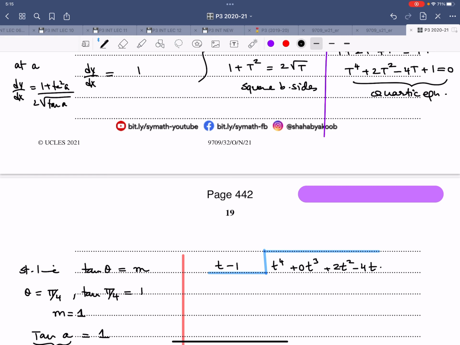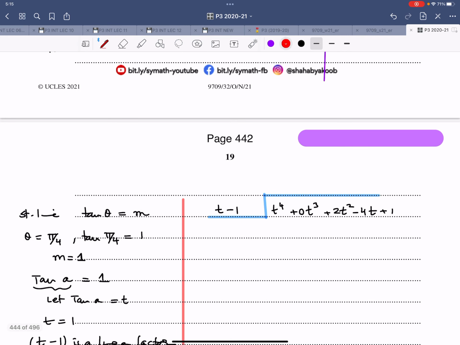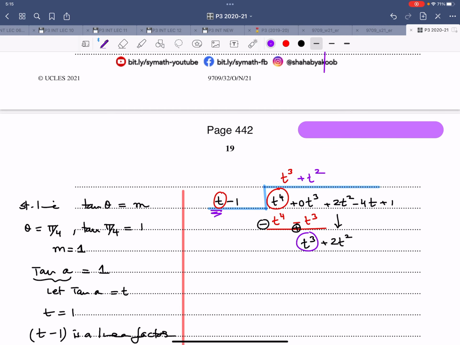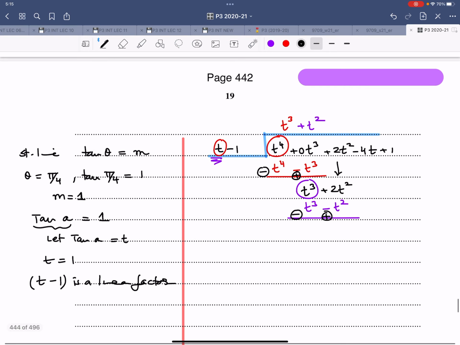So now let's divide. First of all, take the highest power, divide, that is t cube. So this is t power 4 minus t cube. That's the first step. Change the sign and add. So this cancels off. This comes out to be t cube. Pull one more term down, that is 2t square. Repeat the process, t cube over t, that is t square. So therefore this is t cube minus t square. Now repeat the process. Change the sign and add. So 2t square plus t square, that is 3t square.